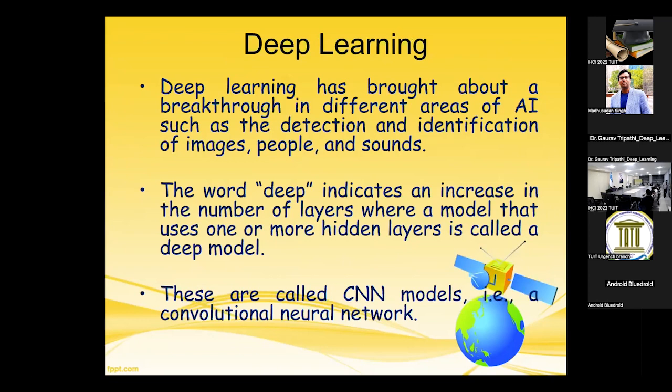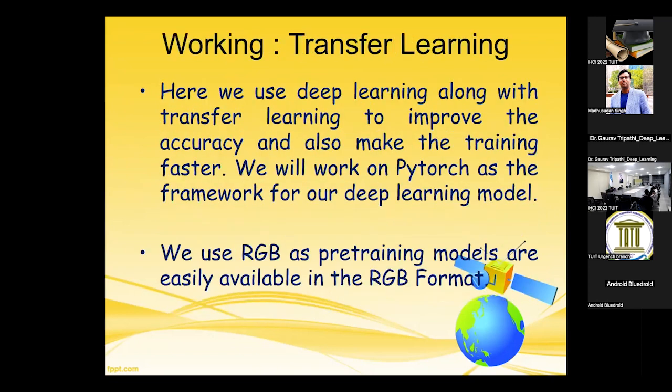So why the word deep? Deep indicates an increase in the number of layers in a model. That's why ResNet 152 or DenseNet 201 have more layers. A model that uses one or more hidden layers is called a deep model. So that's why they are called CNN models.